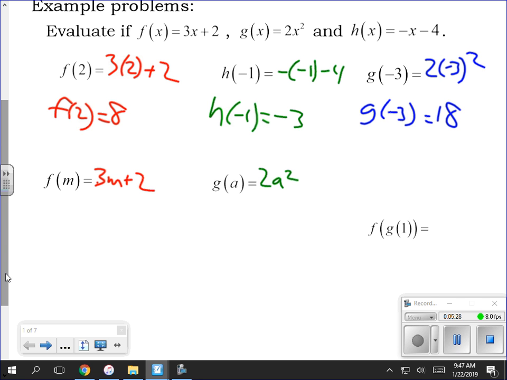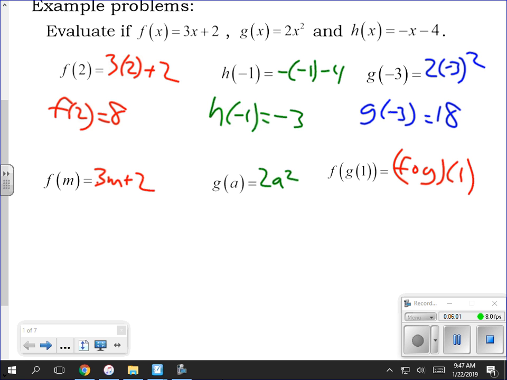You can evaluate anything. That's the nice thing about function notation. You can even evaluate another function. f of g of 1. This is actually a composite function. Technically speaking, this is f composed of g of 1. Those are the same thing. Two different notations to say the same thing.